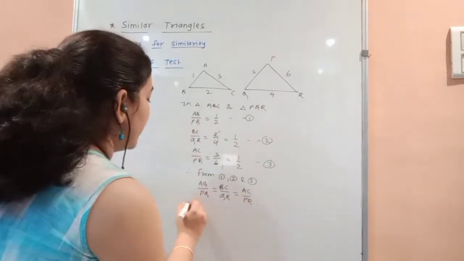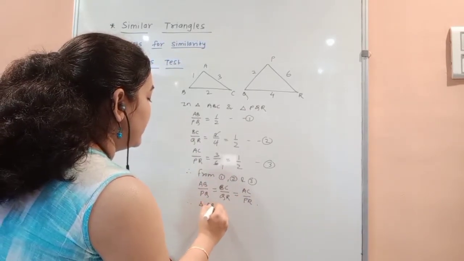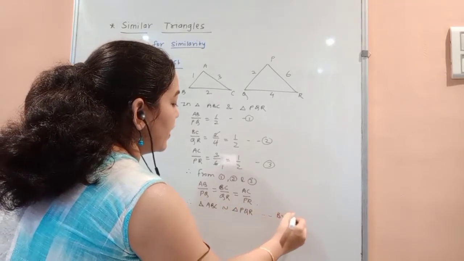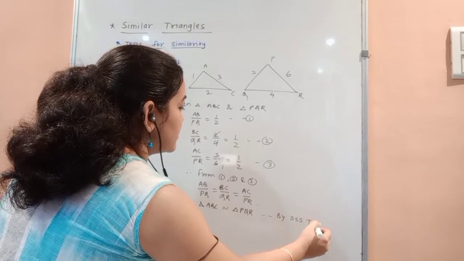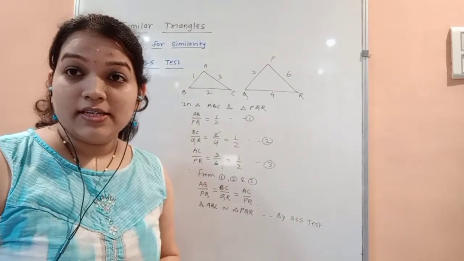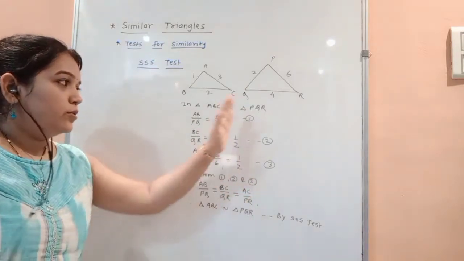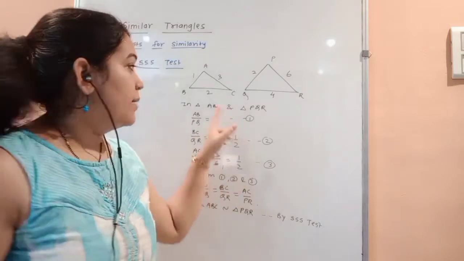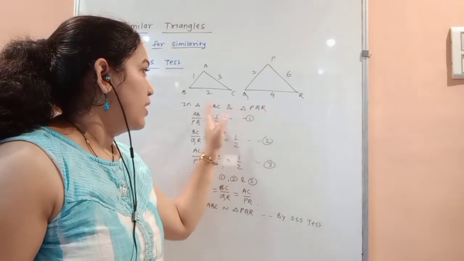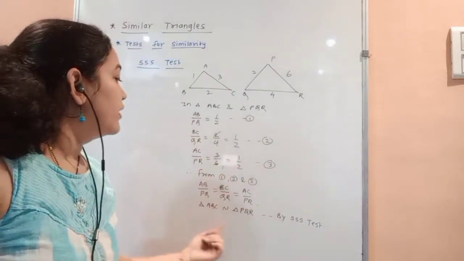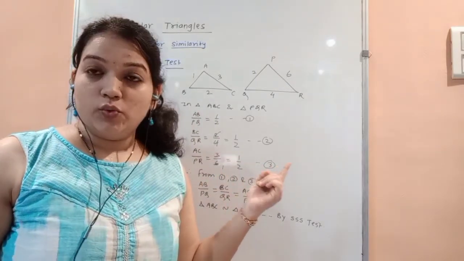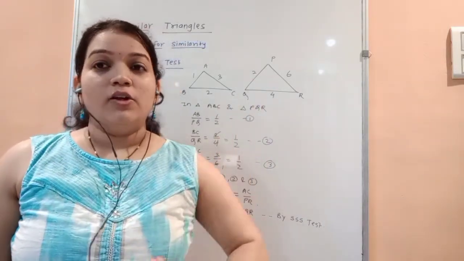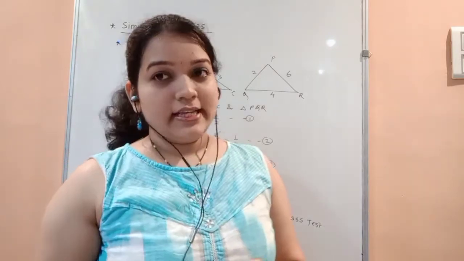Yes or no? So therefore finally you can write here triangle ABC similar to triangle PQR by SSS test. Are you getting me, class? And every time you have to remember the correspondence. Proper correspondence is necessary. ABC means AB PQ, BC QR, AC PR. All the ratios we are getting same, 1 upon 2, 1 upon 2. Yes or no? Therefore by SSS test we can say the two triangles are similar to each other. Is this thing clear to you, students?